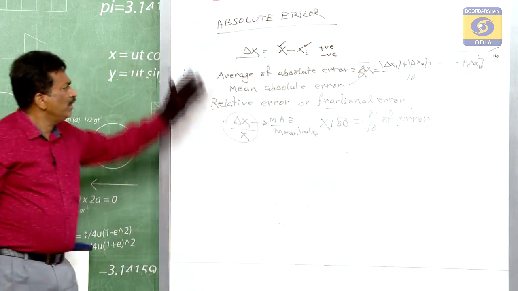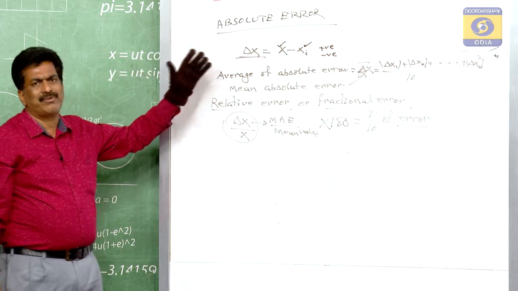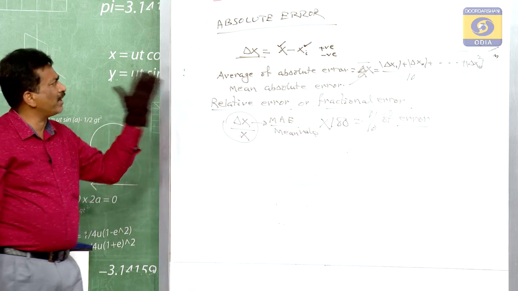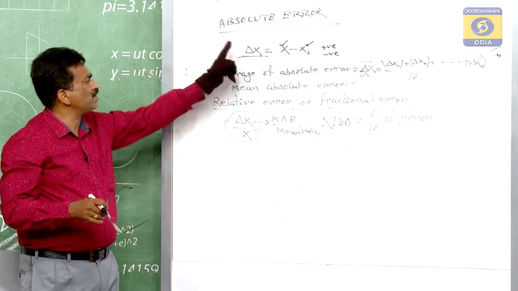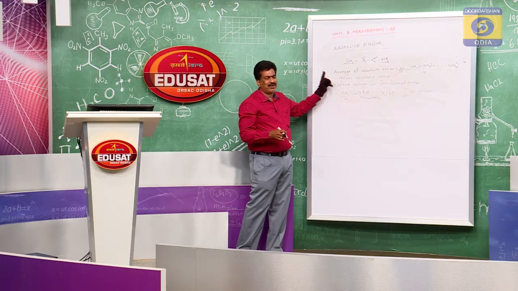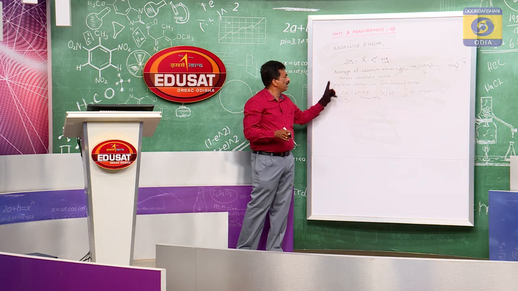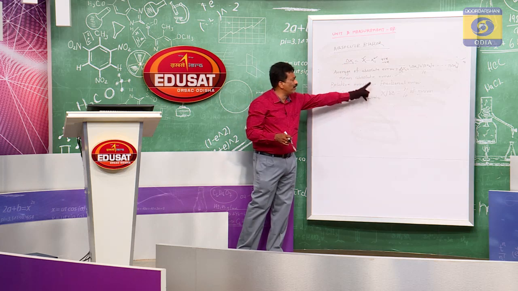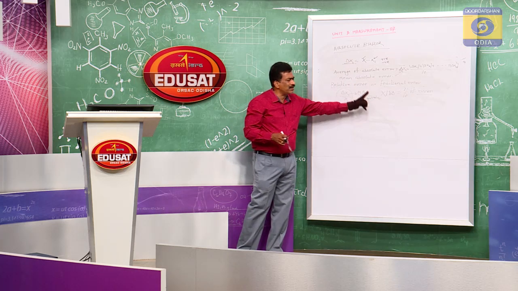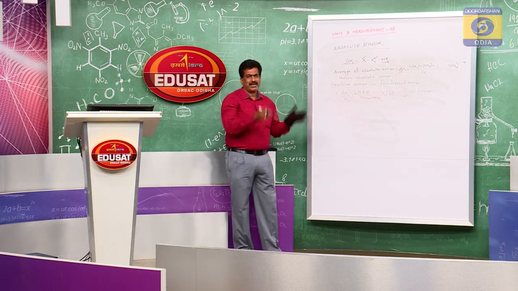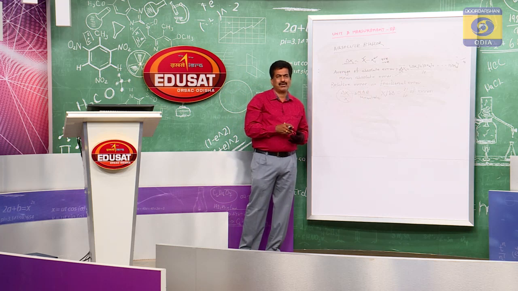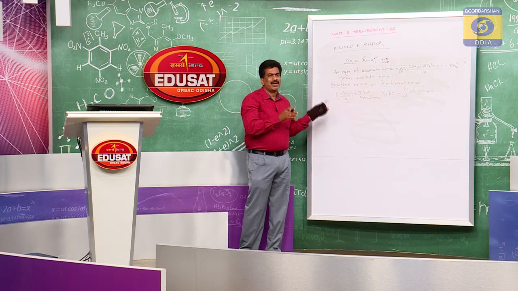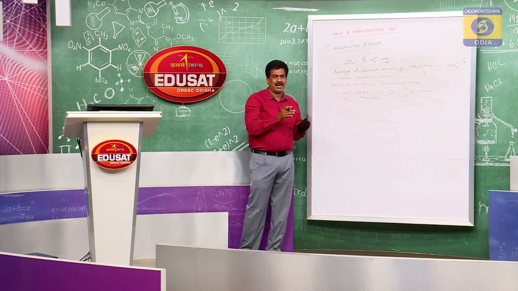So these are the different classifications of error. We first came to know what error is and in how many types it is classified. One is the absolute error, next we find the mean absolute error, then the relative error or fractional error, and next the percentage of error. By taking all these errors into account, we will next consider the propagation of error. Study this and make some calculations if you have them in your books.